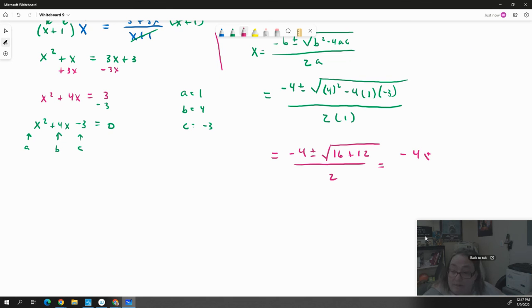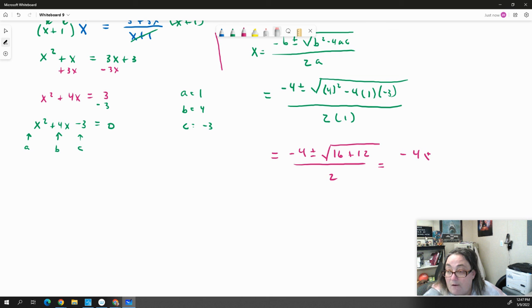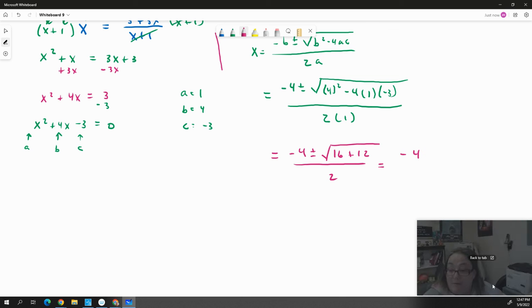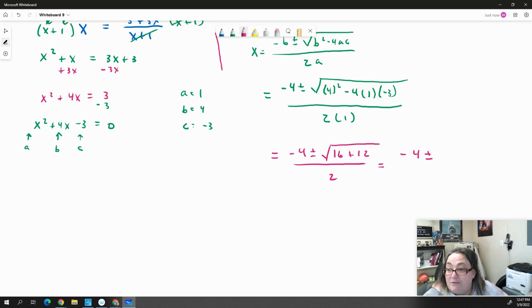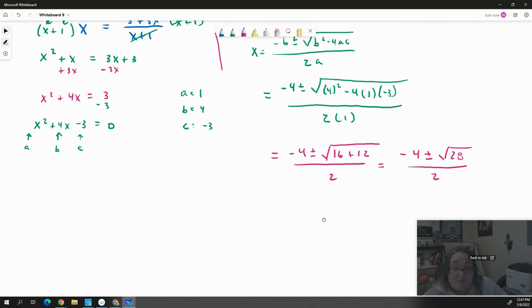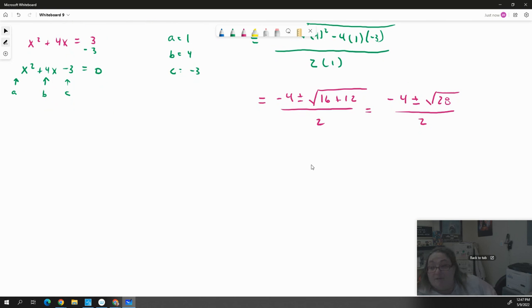plus, or I gotta erase that. It looks like I'm dividing. Now we have minus 4 plus or minus the square root. Well, what's 16 plus 12? 28 over 2. Right? This is going to be an ugly answer. That's okay. We can have an ugly answer.